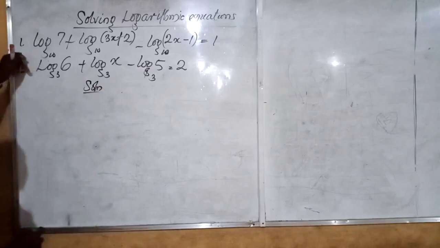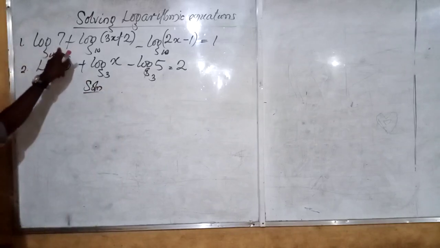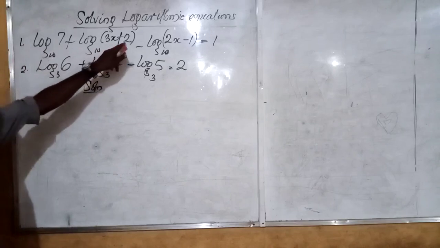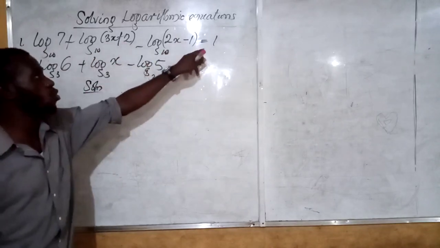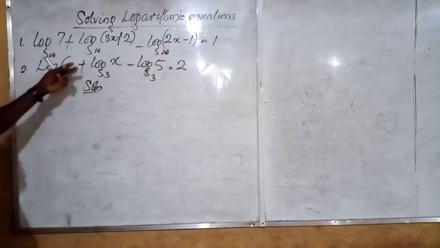that log to the base of 10 of 7 plus log to the base of 10 of 3x plus 2 minus log to the base of 10 of 2x minus 1 is equal to 1. We have to find x in this expression.